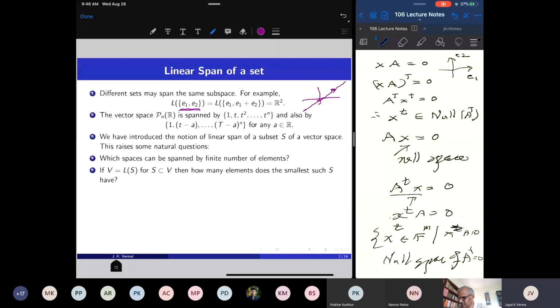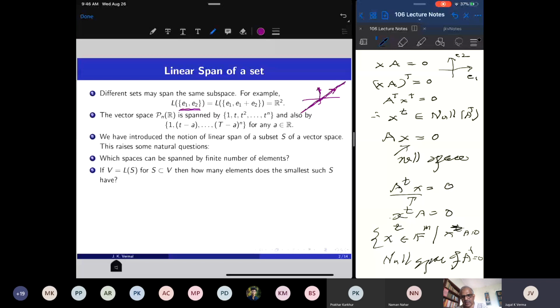So if I took E1 plus E2, it looks like this. This is the line passing through the origin. All the points on this line represent vectors which are in the linear span of one single vector, E1 plus E2. If I take, say, E2, then its linear span is the entire y-axis. If I take E1, its linear span is the entire x-axis. So I cannot get R2 as the linear span of a single non-zero vector.